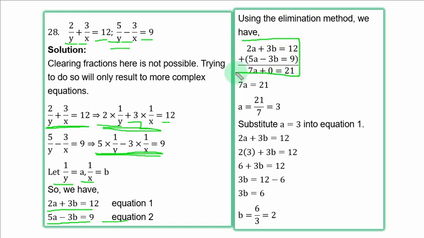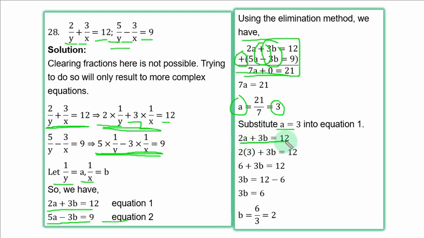In this case, it is very easy to eliminate variable b because the coefficients are the same. And here we are adding because the signs are opposite. So you add equations 1 and 2 and you have 7a plus 0 equal to 21. Divide both sides by 7 to get a, and a is equal to 3. To get b, you need to substitute a equal to 3 into equation 1.